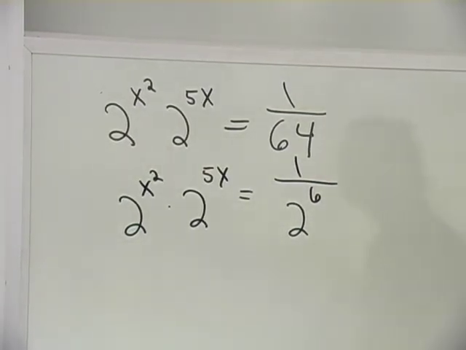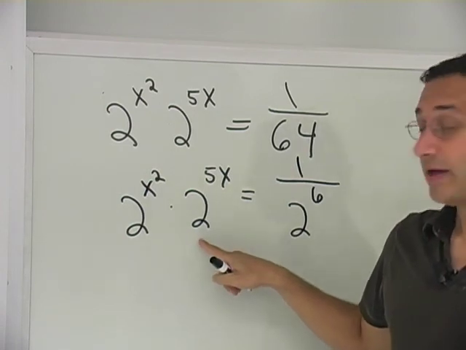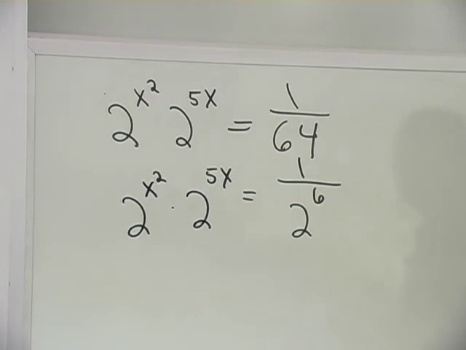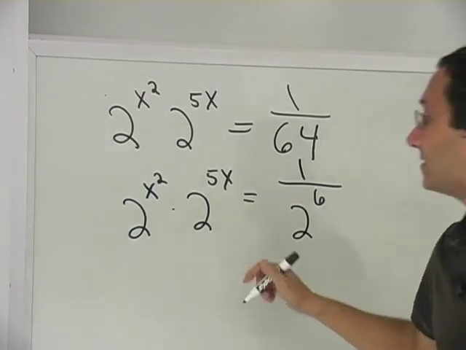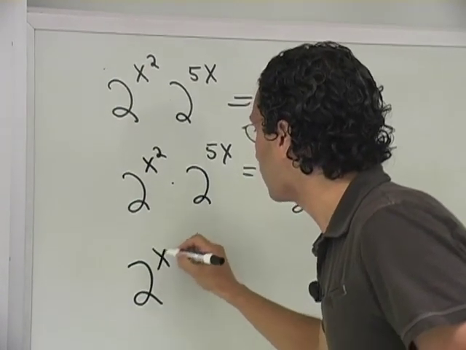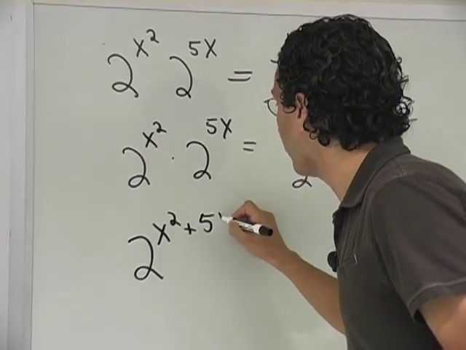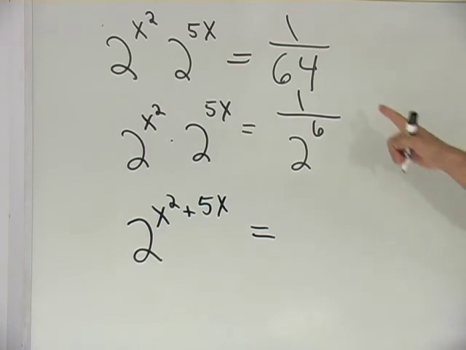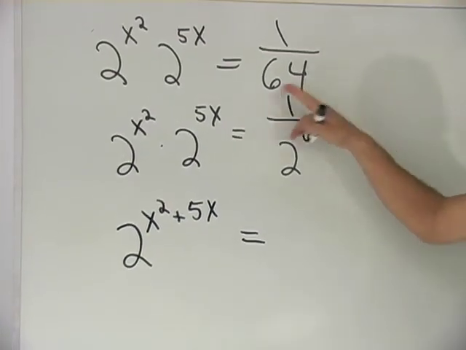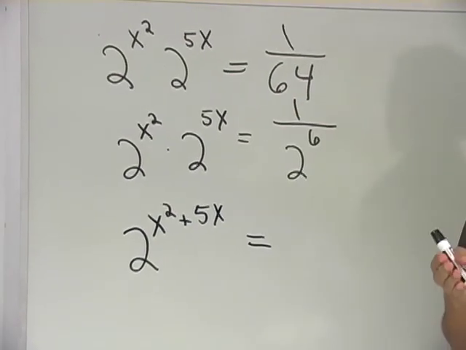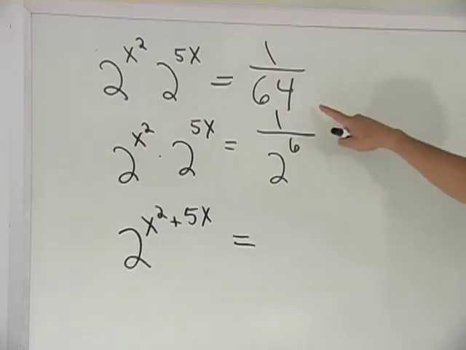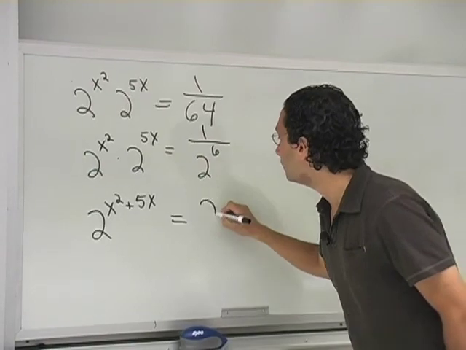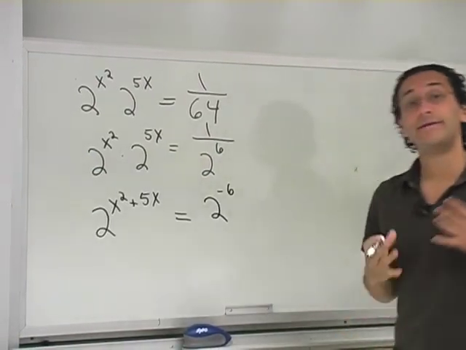Now that we have this, we can use a property of exponents, which says that if we have the same base, we can add the exponents. So in other words, the left-hand side is just 2 to the x squared plus 5x. We'll use another property of exponents to turn this guy into 2 to a power. And that's the property that says that 1 over 2 to the 6th is the same thing as 2 to the negative 6th power.